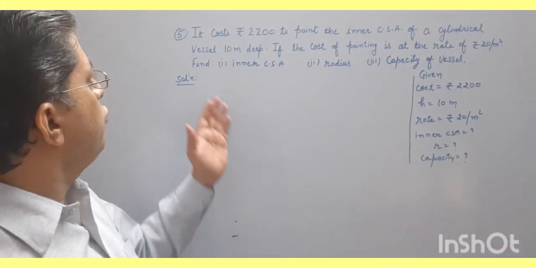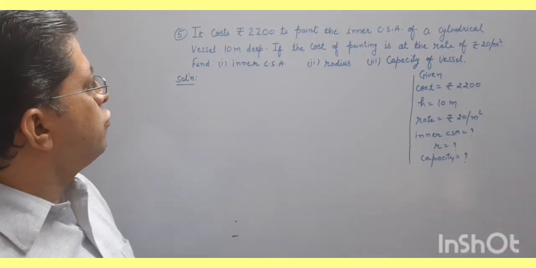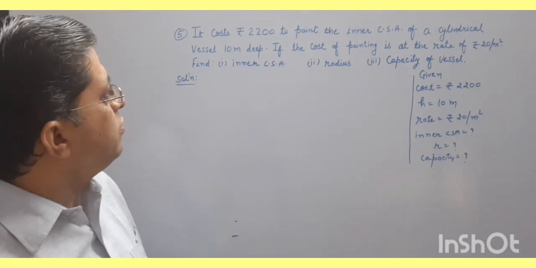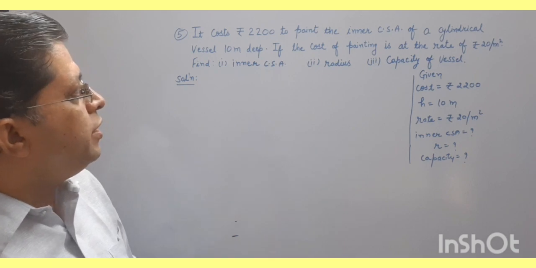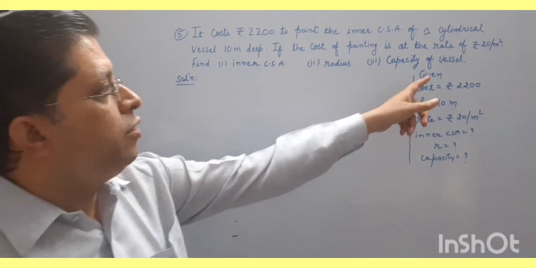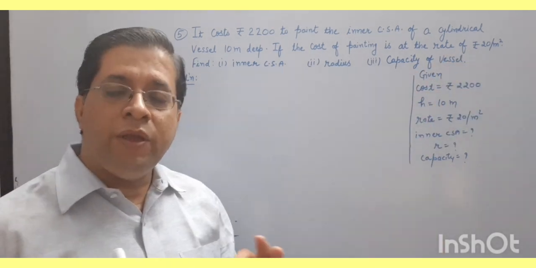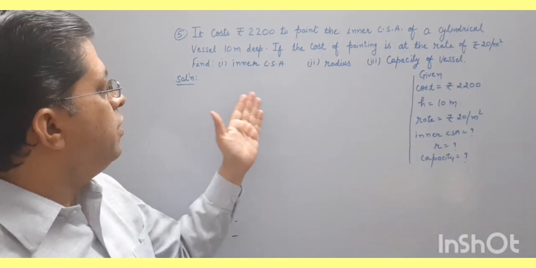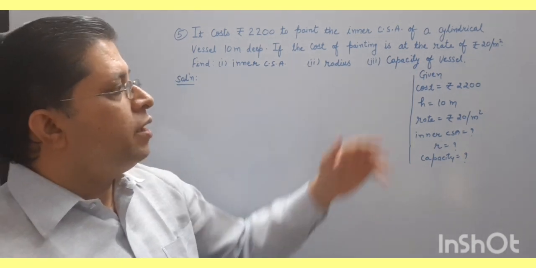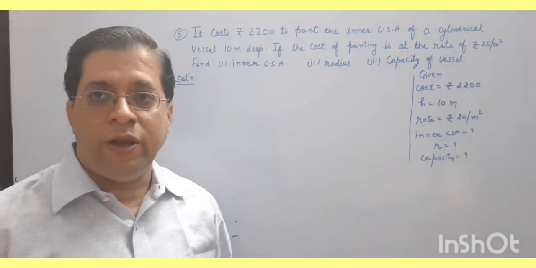Yes. The next question is: it costs rupees 2200 to paint the inner CSA of a cylindrical vessel 10 meter deep. If the cost of painting is rupees 20 per meter square, find the inner CSA, the radius of the base, and the capacity of the vessel. This thing you have to find out.